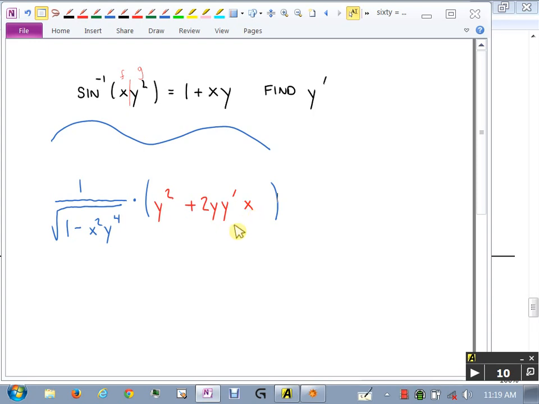Are we done on the left side? We did the derivative of arc sine is here. The derivative of what was inside of it is here. There's nothing left, right? Yes, sir.